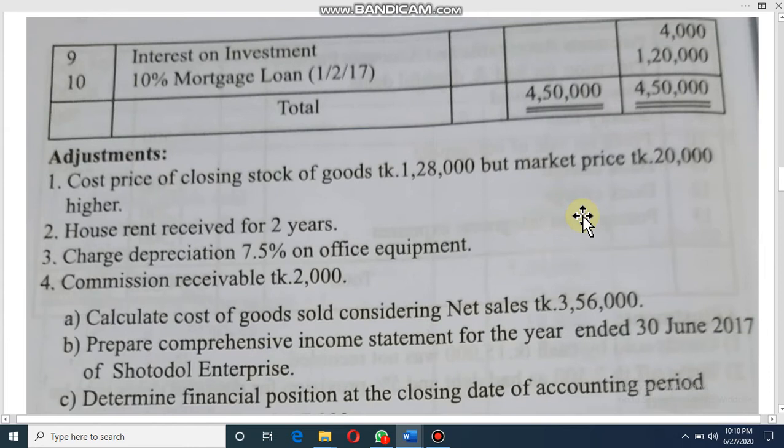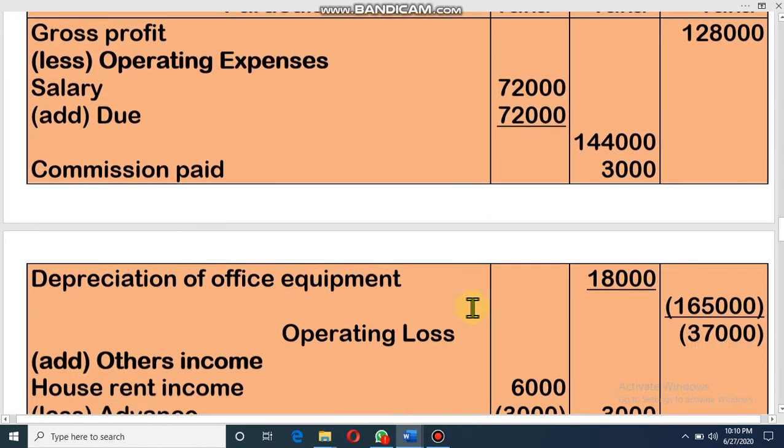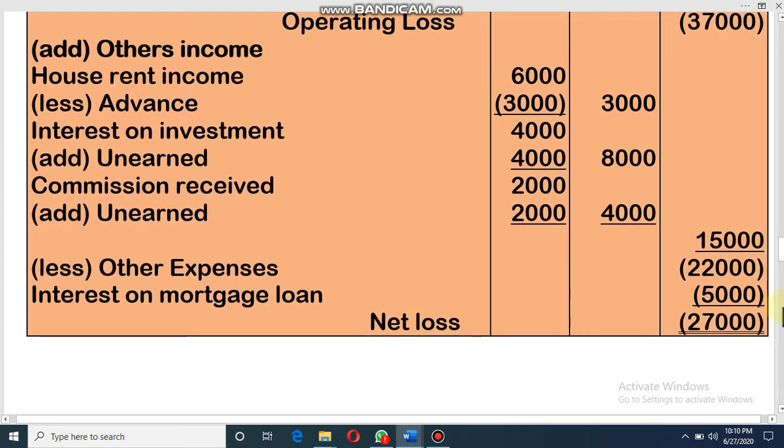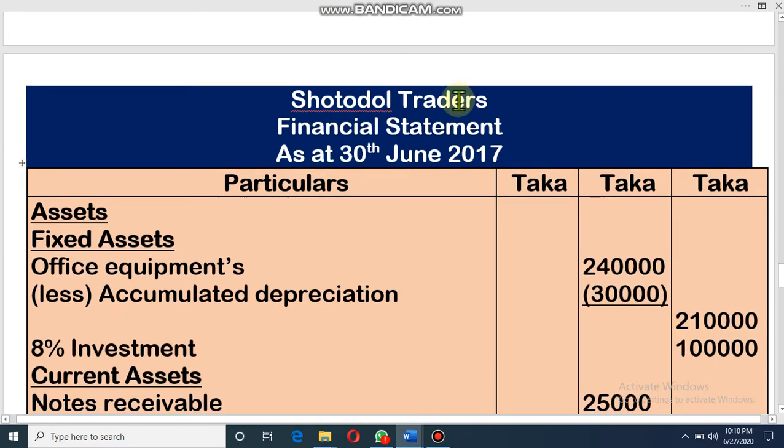Dear student, now calculate. Take your calculator. 1,20,000 into 10%. That means 12,000 into 5 divided by 12. That means 5,000. It is interest on mortgage loan. We have to add it because interest on mortgage loan is an expense, loss add. So net loss is 27,000. I hope you understand. Dear student, now statement of financial position.